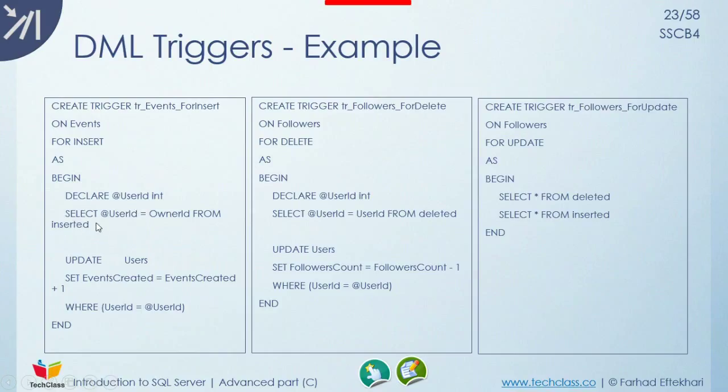As you can see here, we are receiving that user ID value from inserted. So inserted is a row that just got added and inserted to your table. So if you have that owner ID as a column name, you can get that value just the way that I get it here: select at user ID, which I already defined as an integer, and then the owner ID column from that inserted row. And then you can do whatever you want with that variable here.